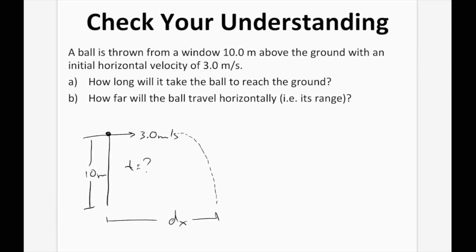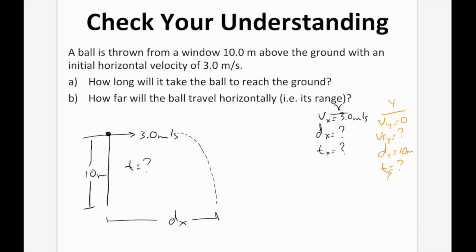So now let's list everything. Our vx is going to be 3.0 meters per second. Our dx is unknown, so we'll call this the x side. And then we're going to have the y side over here. Our viy is 0. Our vfy is unknown. Our distance in the y direction is 10 meters. And our time is unknown. We can also put that time over here, keeping in mind, of course, that the tx is going to equal ty because it hits the ground at the exact same time as we just discussed.